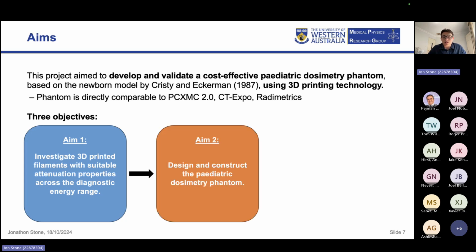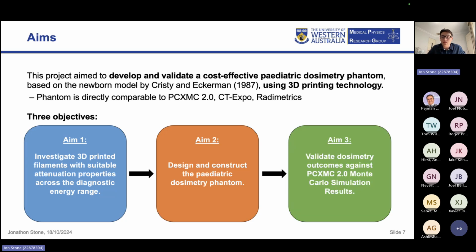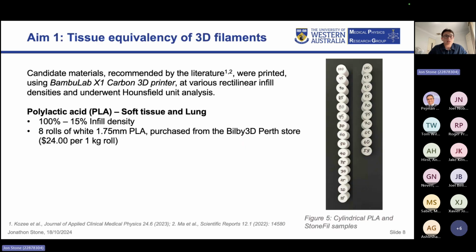The second aim was to design and construct the pediatric dosimetry phantom based on our findings from aim one. And then thirdly, after the phantom was completely constructed, we wanted to validate the dosimetry outcomes against PRIMO 2.0 Monte Carlo simulation. So let's go straight into aim one.